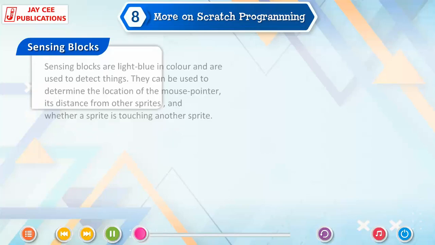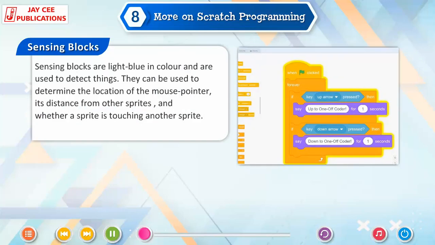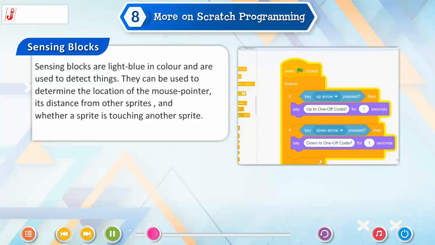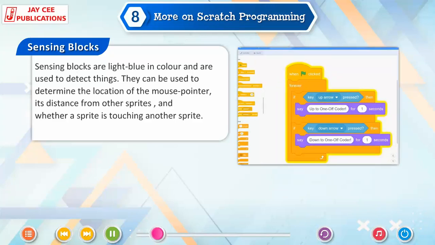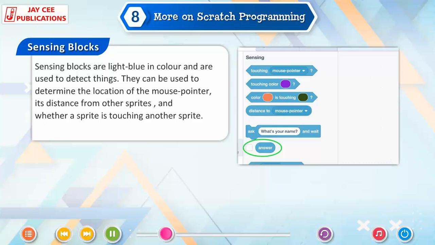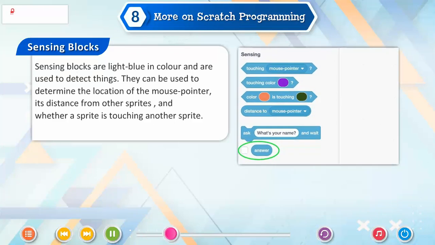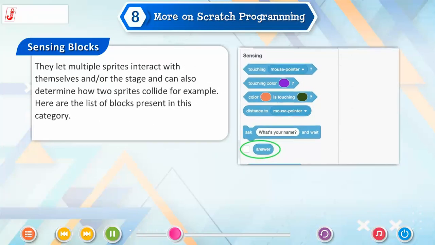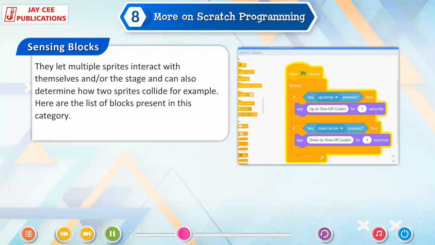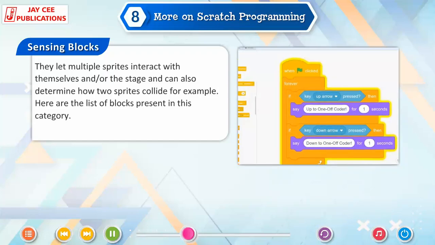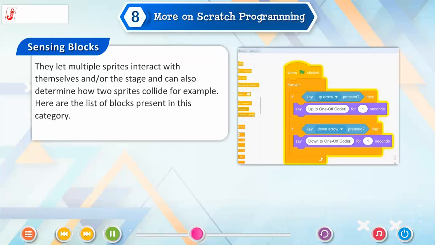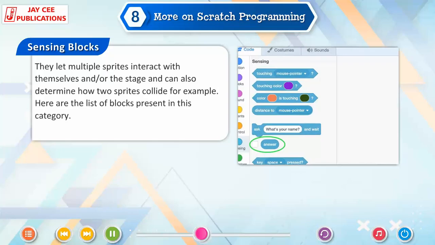Sensing blocks. Sensing blocks are light blue in color and are used to detect things. They can be used to determine the location of the mouse pointer, its distance from other sprites, and whether a sprite is touching another sprite. They let multiple sprites interact with themselves and the stage, and can also determine how two sprites collide. For example, here is the list of blocks present in this category.